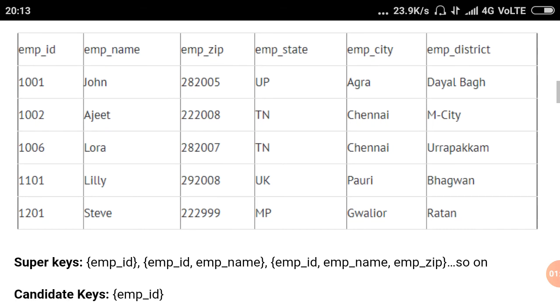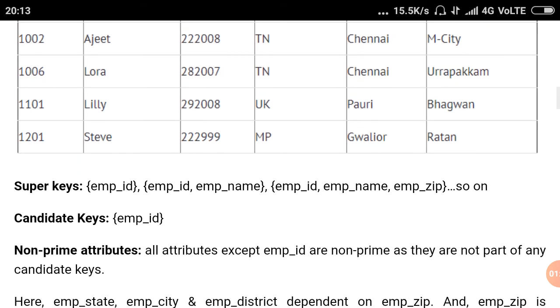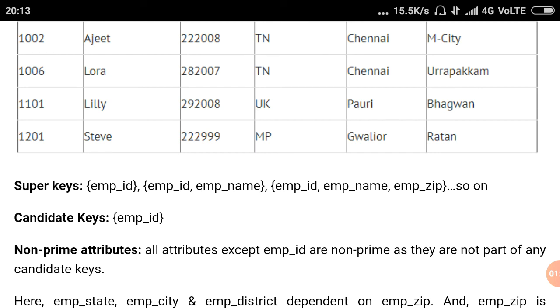Now in this we can say they are super key, a set of all unique keys. That is what is super key. Employee ID, combination of employee ID and employee name, then combination of employee ID, employee name and employee zip, and so on. Now in this we can take candidate key as employee ID. Now non-prime attributes: all attributes except employee ID are non-prime as they are not part of any candidate key.